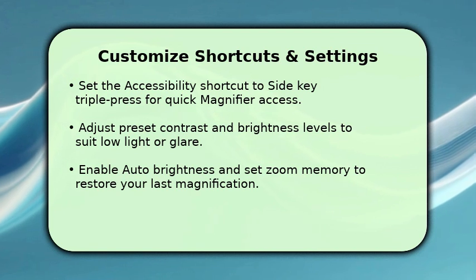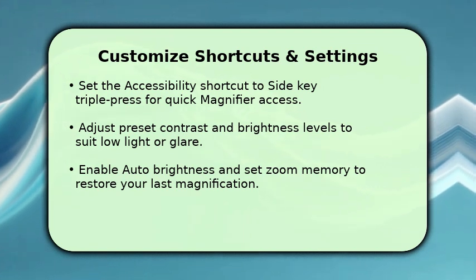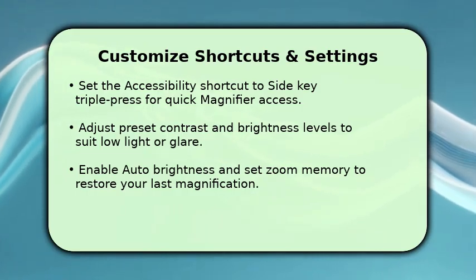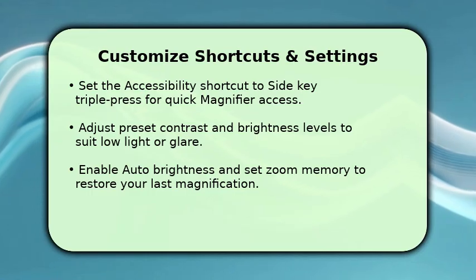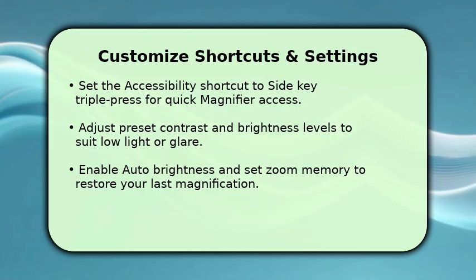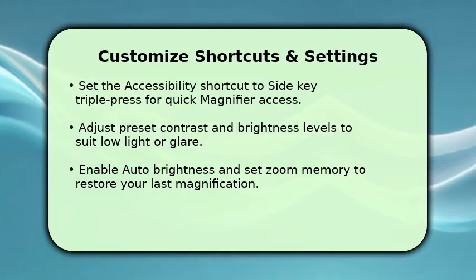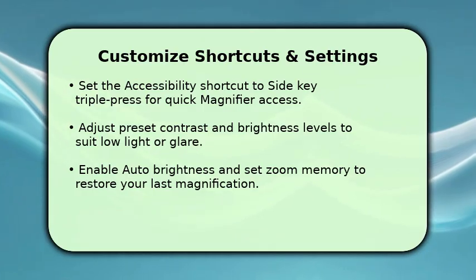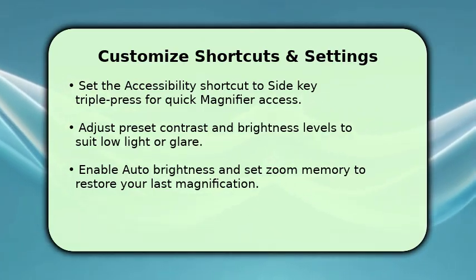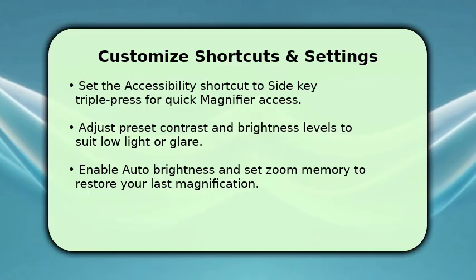Set the accessibility shortcut to the side key triple press for quick magnifier access from any screen. Adjust preset contrast and brightness levels to suit low light or glare situations for better readability. Turn on auto brightness to help the camera adapt to changing illumination automatically. Enable zoom memory so the app restores your last magnification level when you reopen Magnifier for consistent viewing.